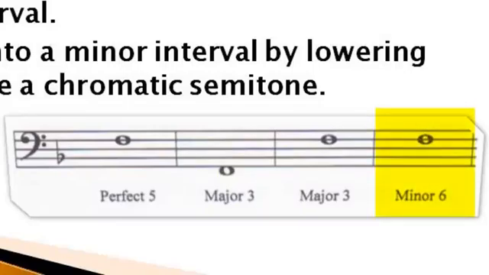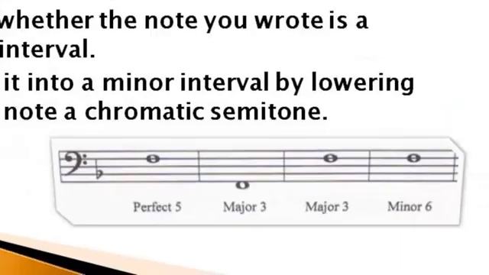It's a minor sixth. So the first thing we're going to do is count up 6 notes. F, G, A, B, C, D. In the key of F major, D is a natural, so F to D would be a major third. So if we lower D by a chromatic semitone to D flat, then F to D flat would be a minor sixth.